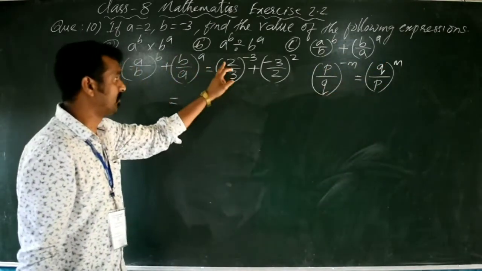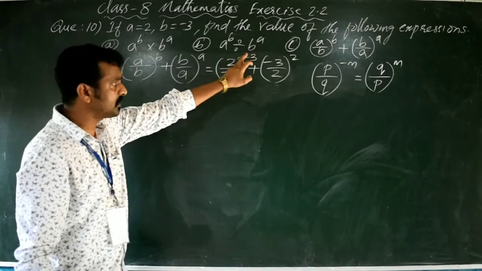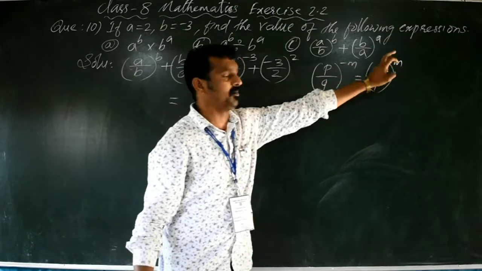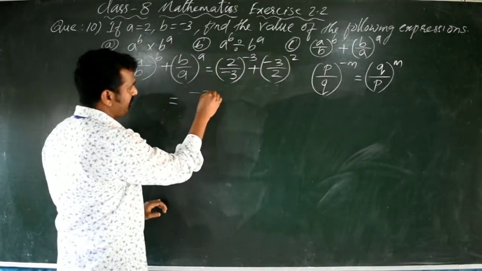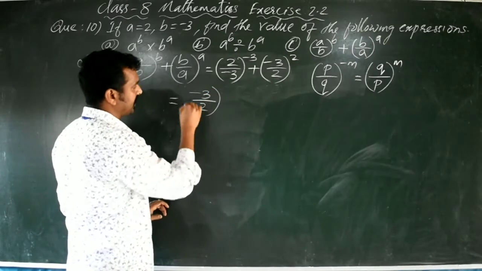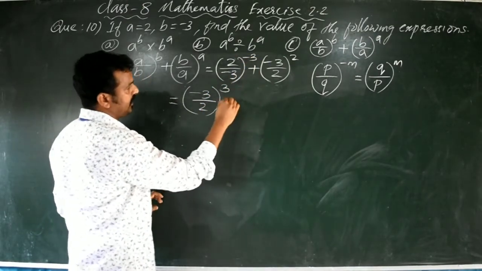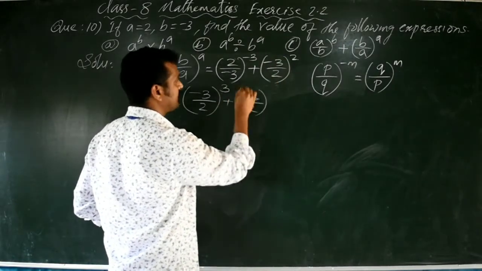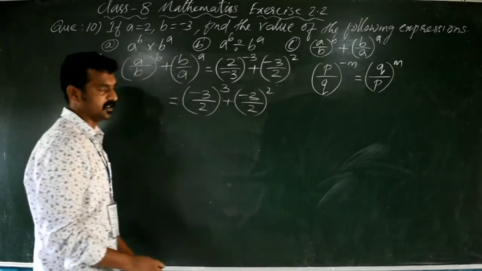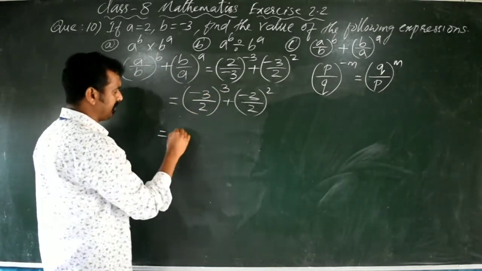So here, what will the answer be? 2 by minus 3 raised to minus 3. This power we are going to make into a positive power. So we write the reciprocal, that is minus 3 by 2, and the power minus 3 becomes plus 3. Then minus 3 by 2 raised to 3, and we write the rest as it is.